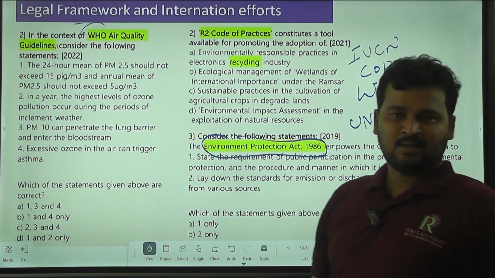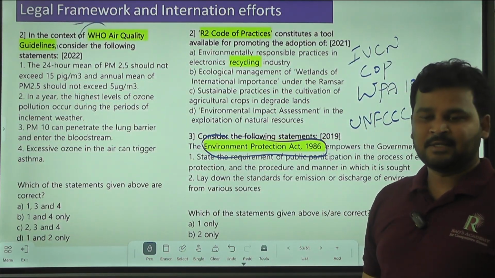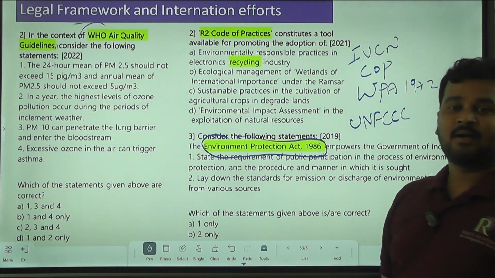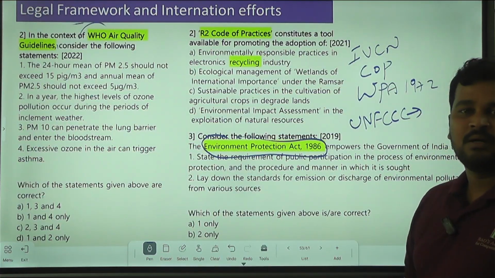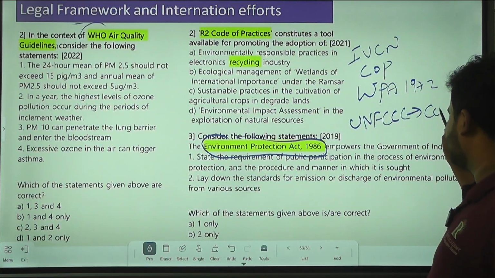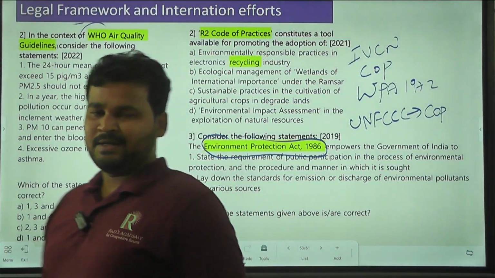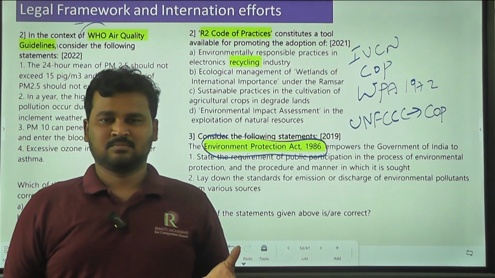There is an international body which looks after climate change. That international body's name is the United Nations Framework Convention on Climate Change. Every year, this body organizes the Conference of Parties. The Conference of Parties, COP, is nothing but a meeting.